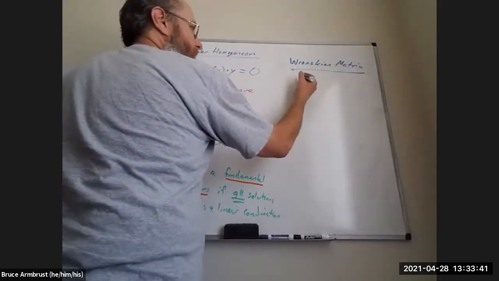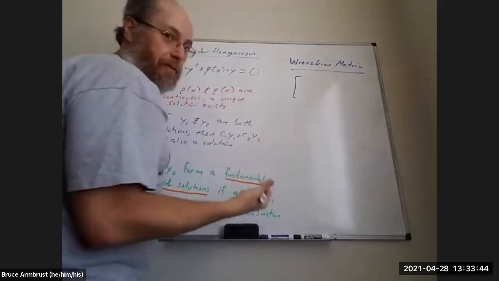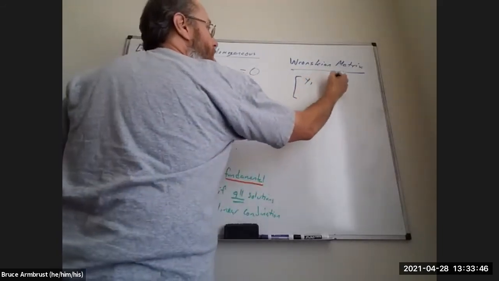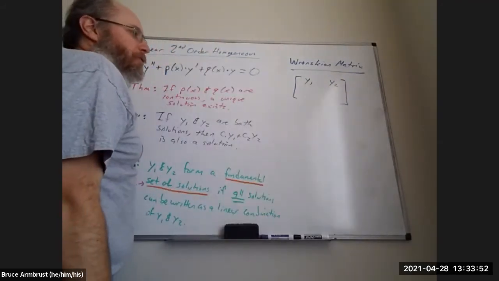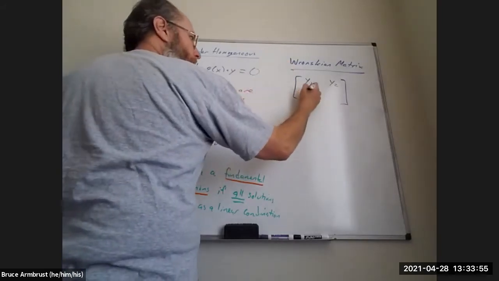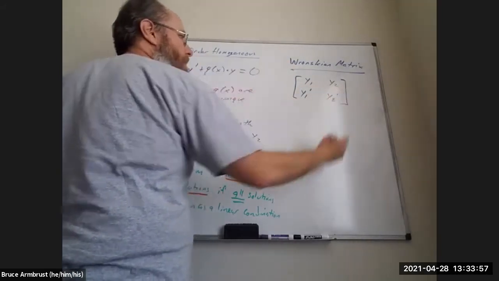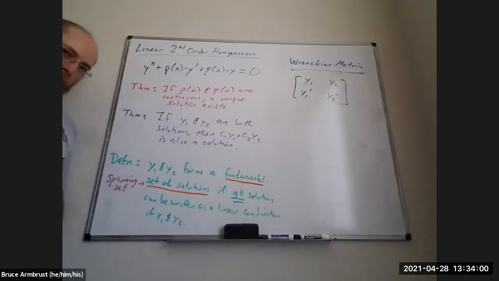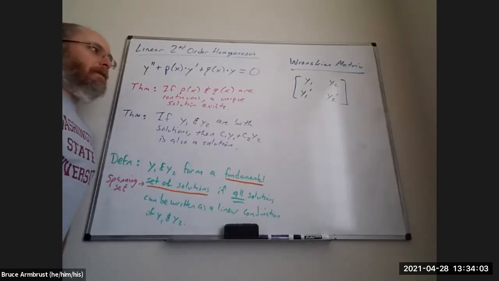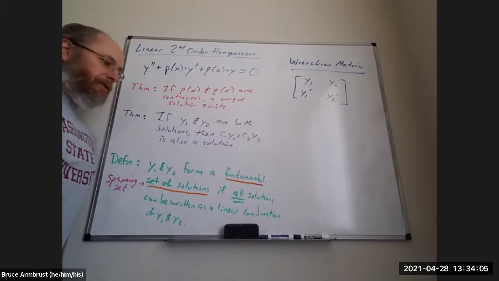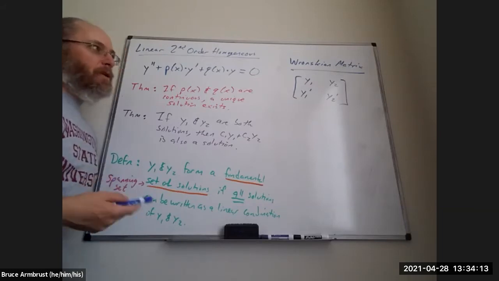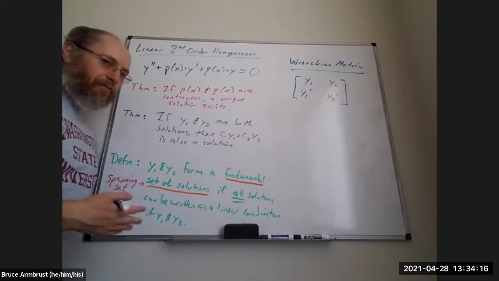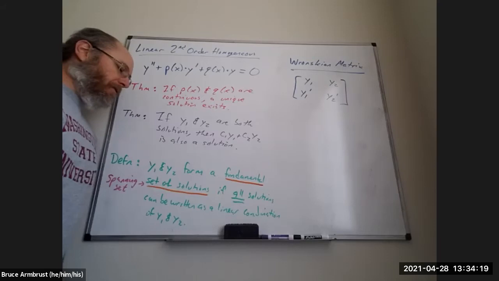So the Wronskian matrix, in this case, is going to be a 2x2 matrix. It's going to hold the y1 and the y2 in the first row, and then the second row is going to be y1 prime, y2 prime. And those y1 and y2 are going to be our fundamental set. Basically, we're going to use this to see what requirements there are for y1 and y2.